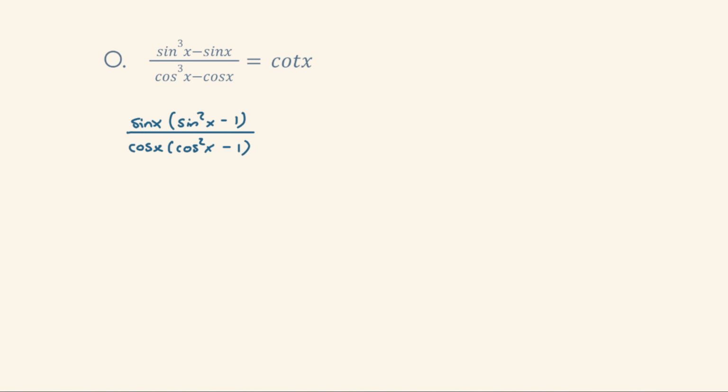Okay? Now, what I know is that sine squared x plus cos squared x is equal to 1, right? And if I bring this cos squared x to the right, so it becomes negative cos squared x, and I bring this 1 to the left, so it becomes a minus 1, well, what am I going to get? I'm going to get sine squared x minus 1 is equal to minus cos squared x. Same idea, if I brought the sine squared x to the right and the 1 to the left, I'm going to get cos squared x minus 1 is equal to minus sine squared x, right?